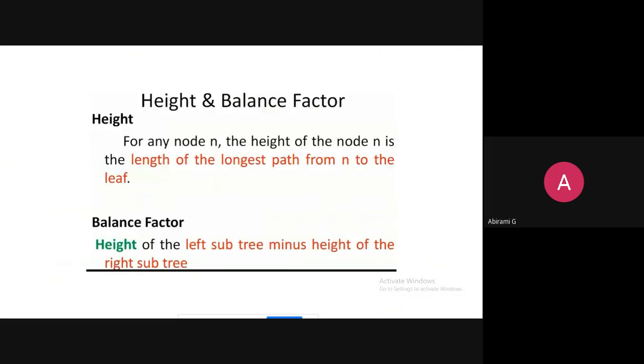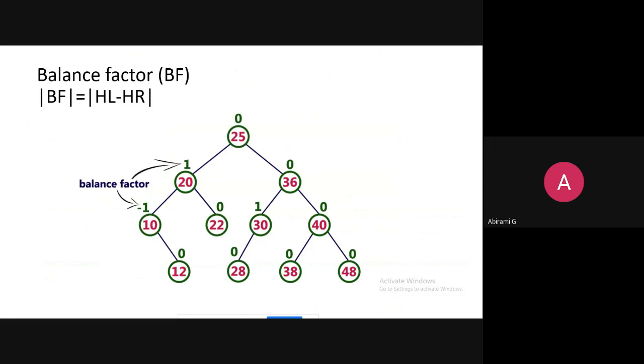I said before, height and balance factor are important terms. What is height? Height is the longest path from the node to a leaf. If you want to find the height of any node, it is the maximum height from that node to its leaf node. That is the longest path, and it is the height. What is the balance factor? The balance factor is the height of the left subtree minus the height of the right subtree. This is one example of finding the balance factor.